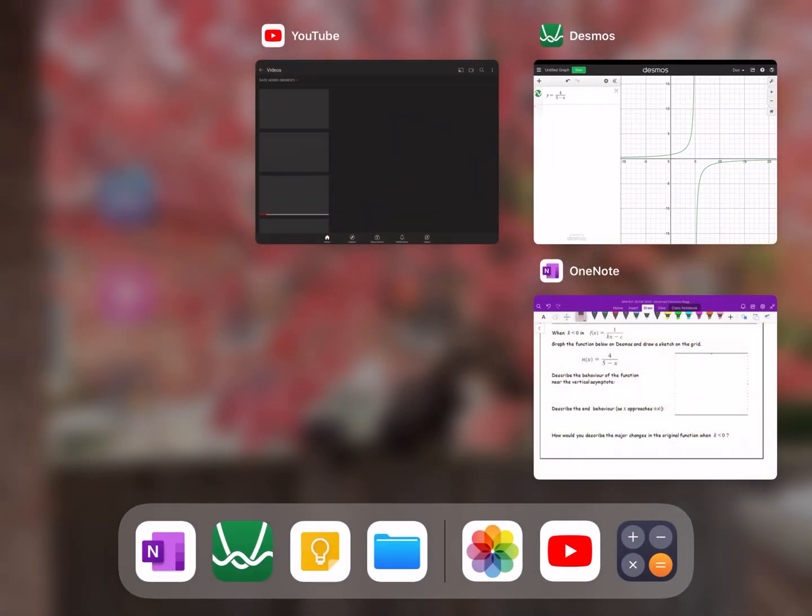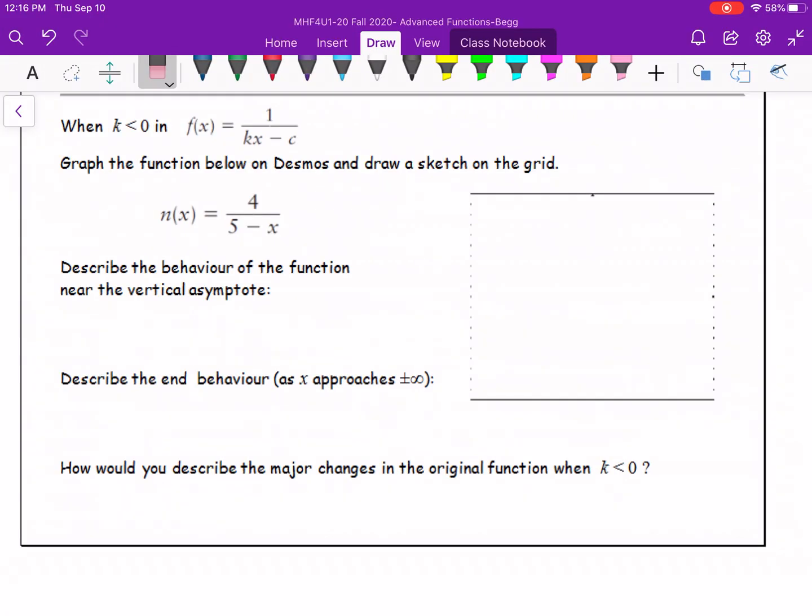So let's sketch this quickly. We had a vertical asymptote at 5. Let's just say that that's here for argument's sake. And so our graph looks something like this and this. It's two parts again.